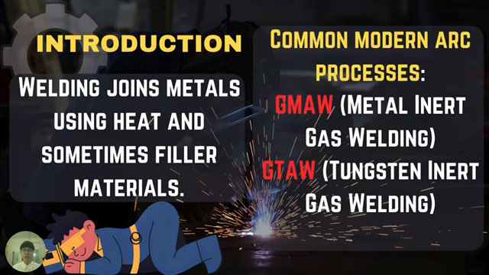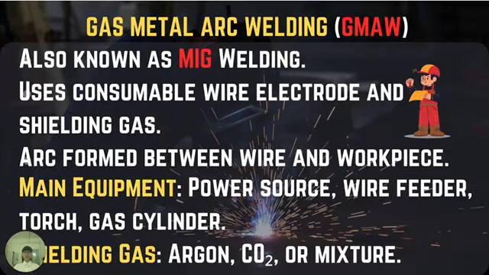two, GMAW and GTAW. Both are modern welding methods that use shielding gas to protect the molten weld pool from contamination. Let's start with GMAW, which is also known as MIG welding.